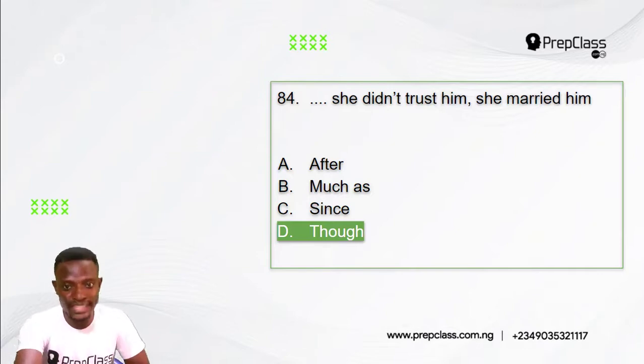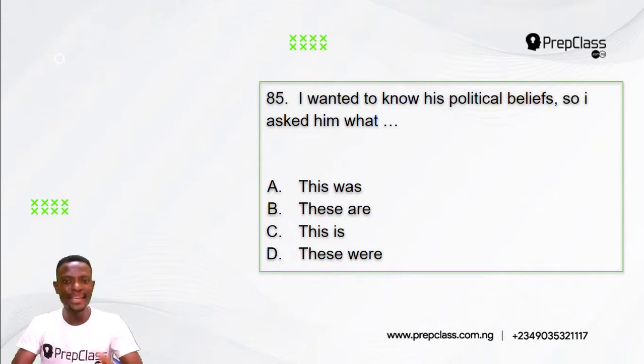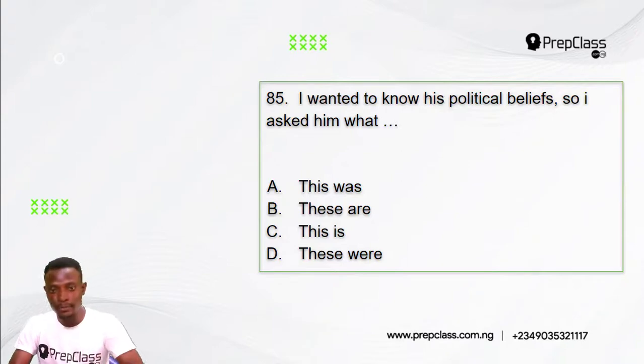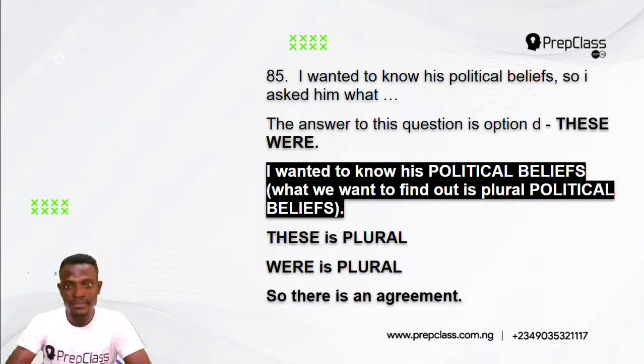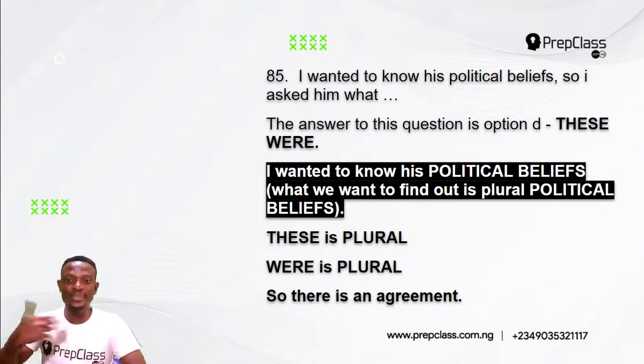Moving on, question 85. I wanted to know his political beliefs, so I asked him what dash. A. I asked him what this was. B. I asked him what these are. C. I asked him what this is. D. I asked him what these were. The answer to this question is option D. I wanted to know his political beliefs, so I asked him what these were.